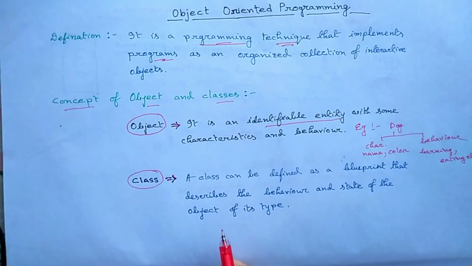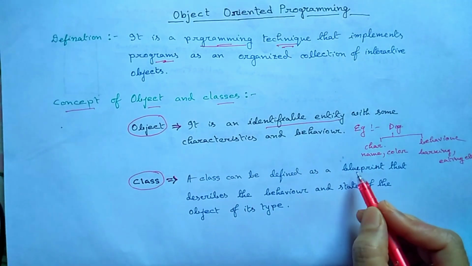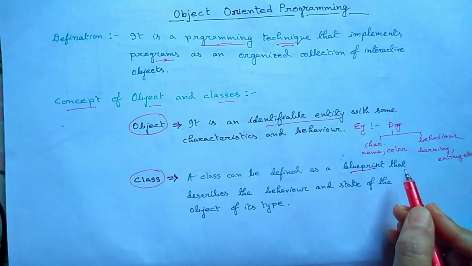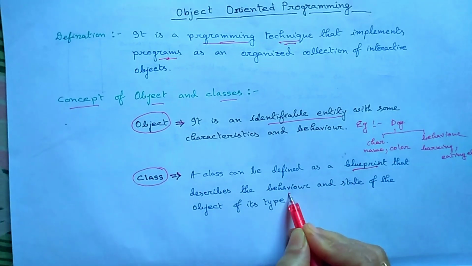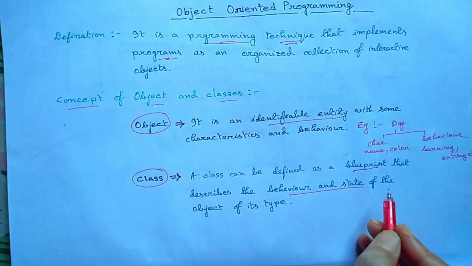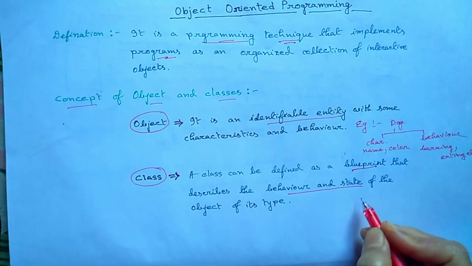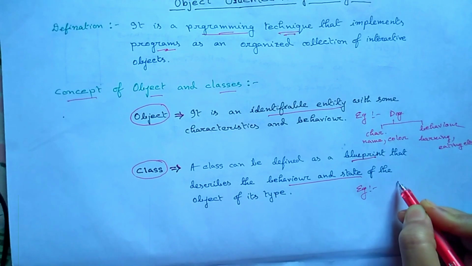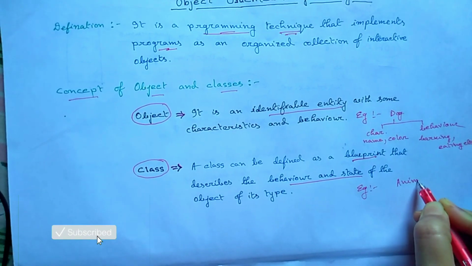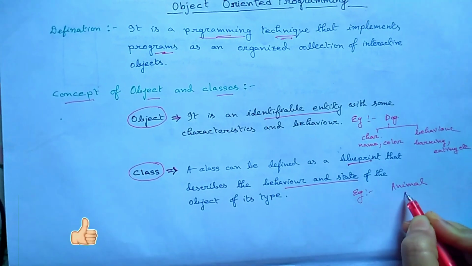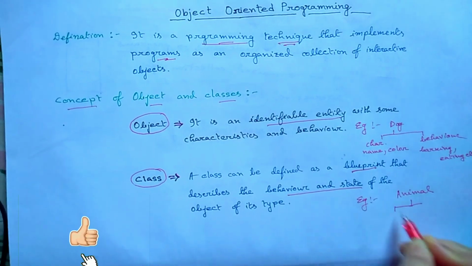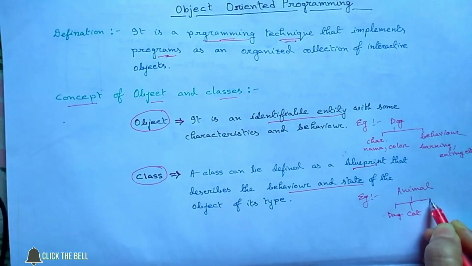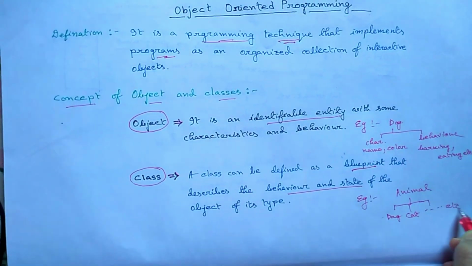Now, what is a class? A class can be defined as a blueprint. Blueprint, that means a template that describes the behavior and state of the object of its type. For example, if animal is a class, then the object of animal may be dog, may be cat, etc.